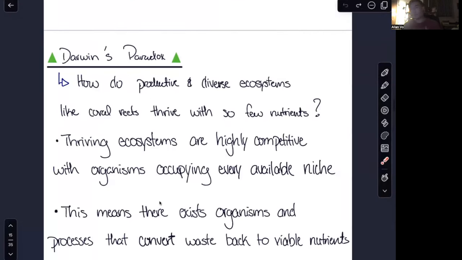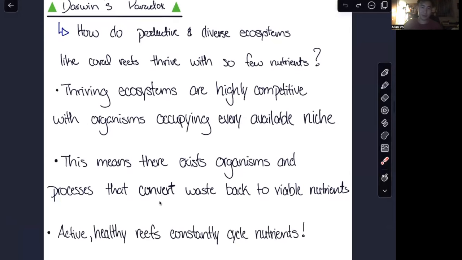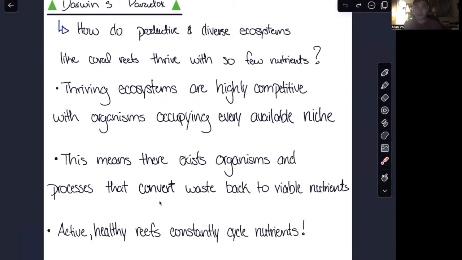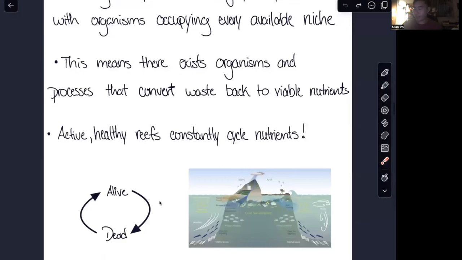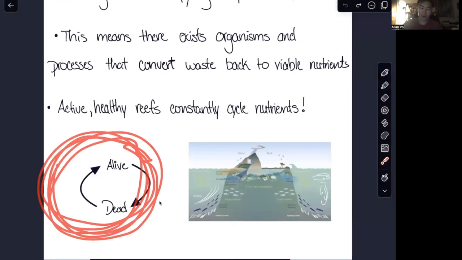I also got inspiration from one of the most famous naturalists, Charles Darwin, and his famous paradox. You can read here: how do these super productive, diverse ecosystems exist in areas of low nutrients? These areas are highly competitive, and every niche is taken up. There's something doing every role possible out there. Every job opportunity is taken. Like I said, everything exists for some purpose, and it's constantly cycled from living matter to dead matter, living matter to dead matter. The cycle just keeps on going and going.